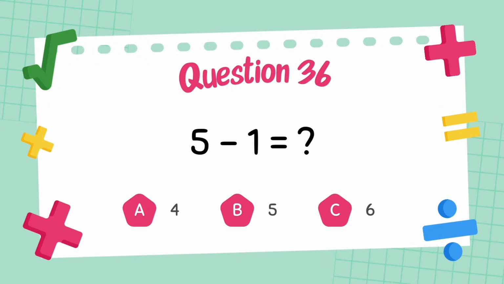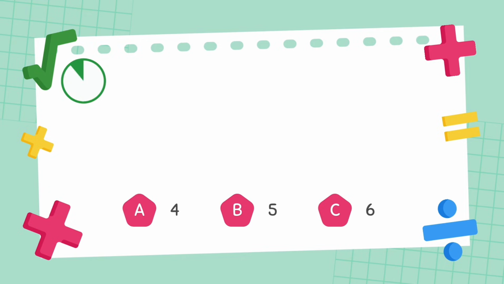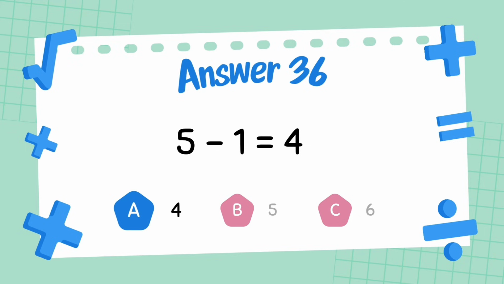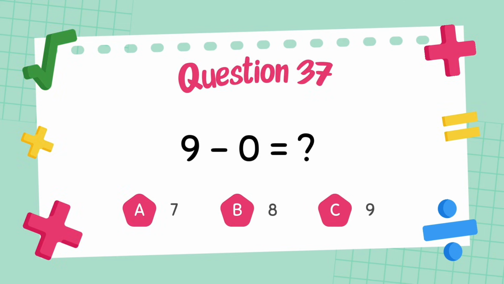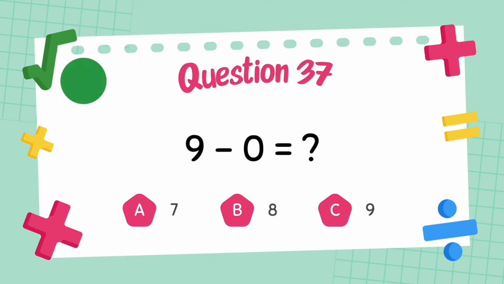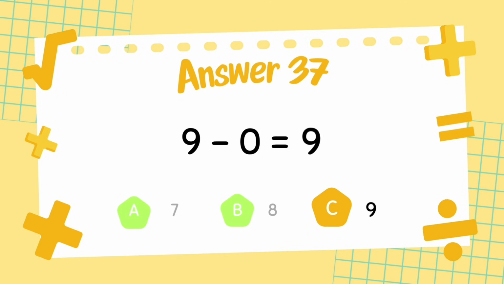What is 5 minus 1? The answer is 4. What is 9 minus 0? The answer is 9.